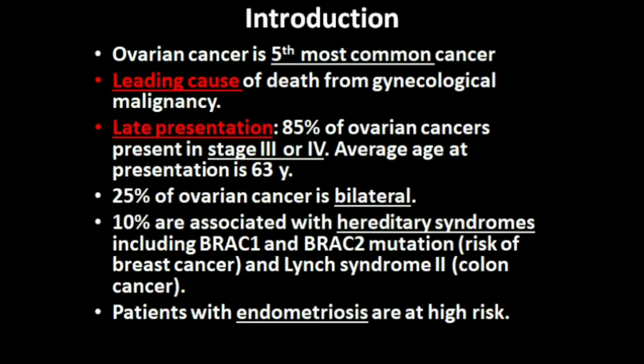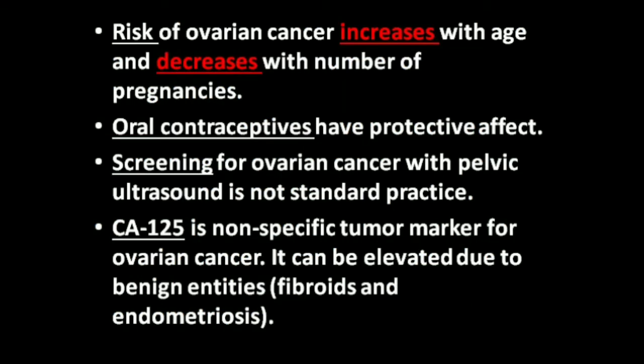Patients with endometriosis are at high risk. The risk of ovarian cancer increases with age and decreases with the number of pregnancies. Oral contraceptives have a protective role. Screening for ovarian cancer, especially with pelvic ultrasound, is not a standard practice. The tumor marker CA125 is non-specific, and it can be elevated in other benign diseases such as fibroids and endometriosis.